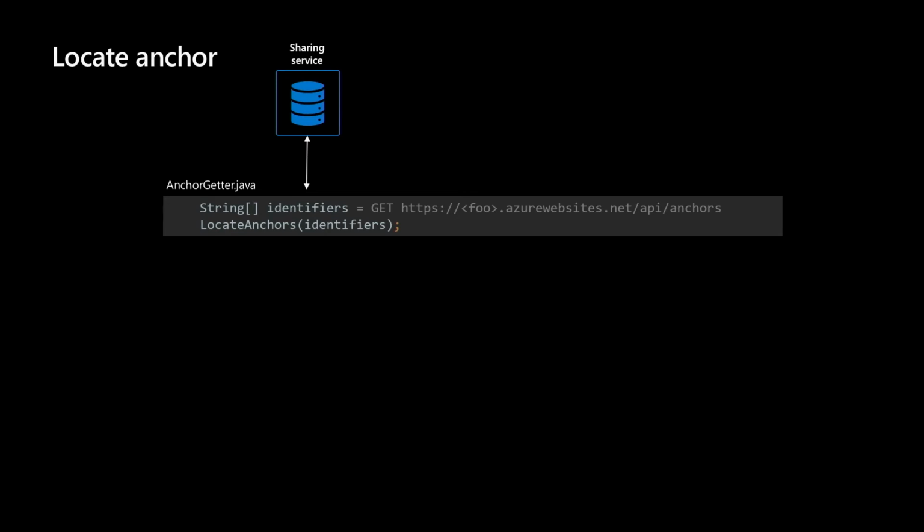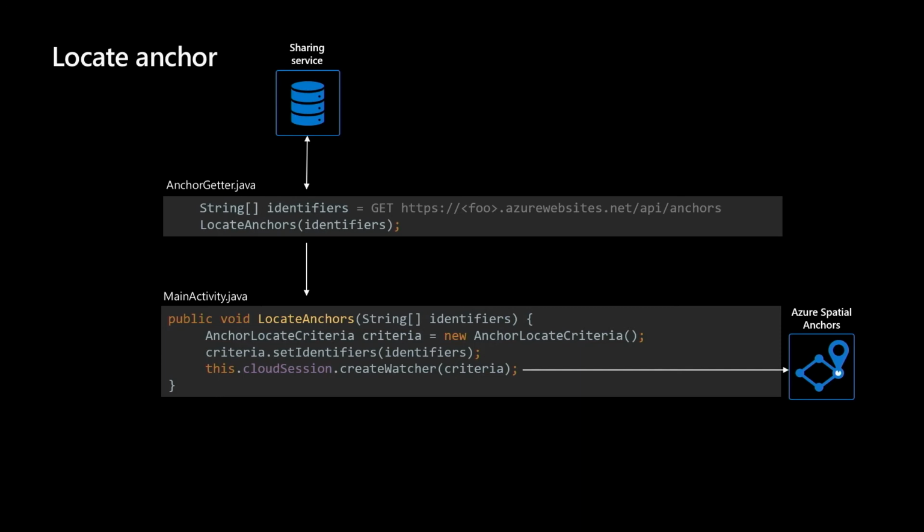Once you have the anchor IDs you're interested in, you're going to create a watcher. To create a watcher, you create your criteria, you set the identifiers as that list of identifiers you're interested in, and then you tell Azure Spatial Anchors, cloudSession.createWatcher. Now, as you pan your phone around and we get feature points in the real world, we'll be trying to match those feature points to the feature points we've saved that line up with those identifiers.